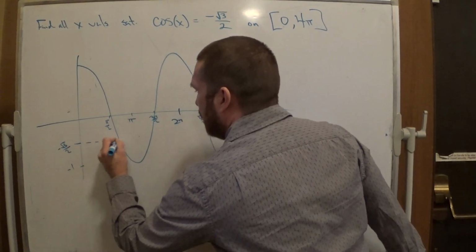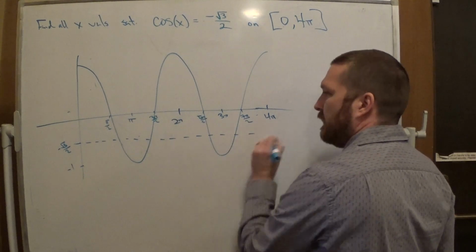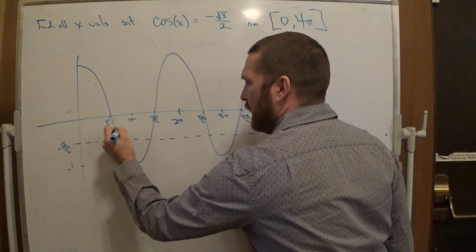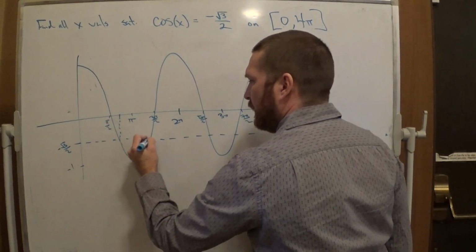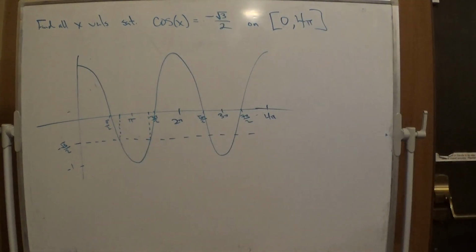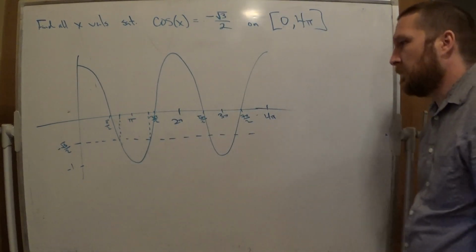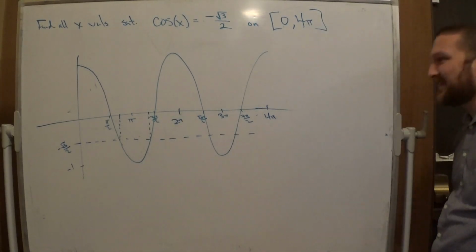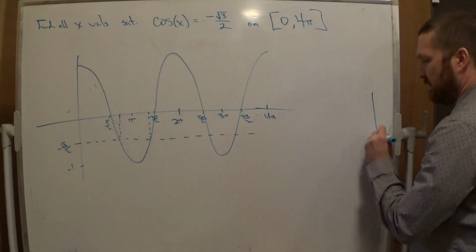Negative root 3 over 2 is going to come over, hit there, hit there, hit there, hit there. I'm going to have one here, have one here. Okay. So what triangle do we know? That's the 30, 60, 90 triangle.